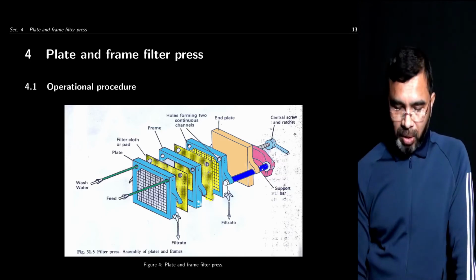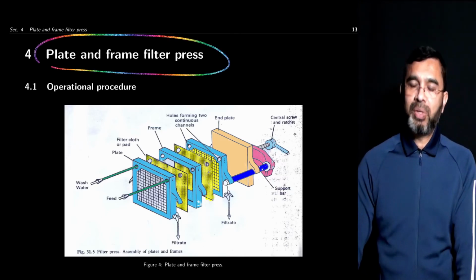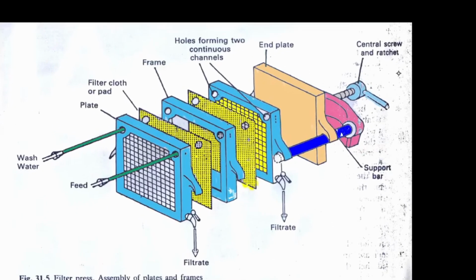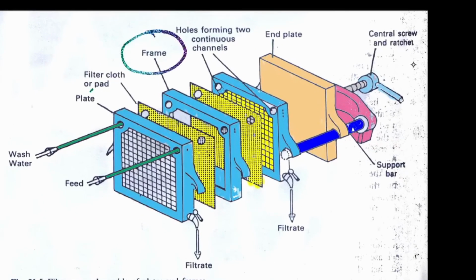One of those is what is called the plate and frame filter press. Now you can see a picture of this plate and frame filter press here. It's a combination of frames and plates. If you look at this plate and frame, the difference is that there is a solid surface for the plate. However, for the frame, the inner area is hollow. So now how does it work?